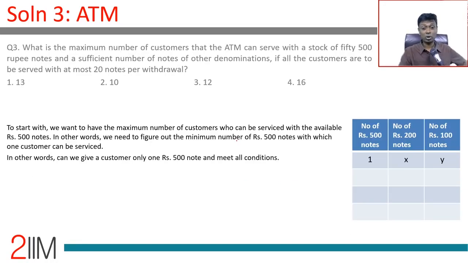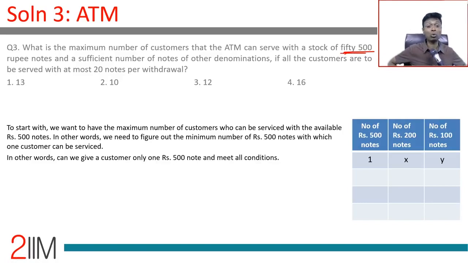What is the maximum number of customers that the ATM can serve with a stock of 50 500 rupee notes and a sufficient number of notes of other denominations, if all the customers are to be served with at most 20 notes per withdrawal? 50 500 rupee notes, sufficient number of notes of other denominations. We start with at most 20 notes per withdrawal. So we have 50. So our 500 rupee note is our constraint. The others, there are sufficient.